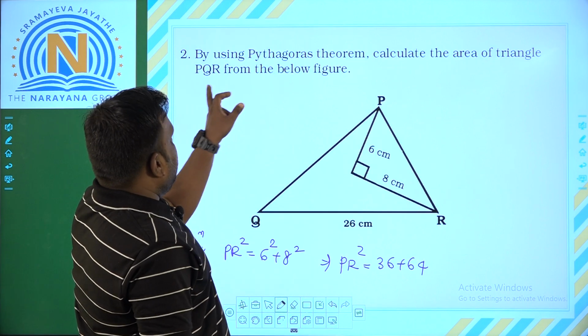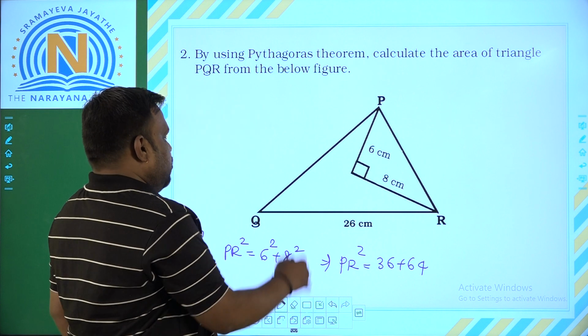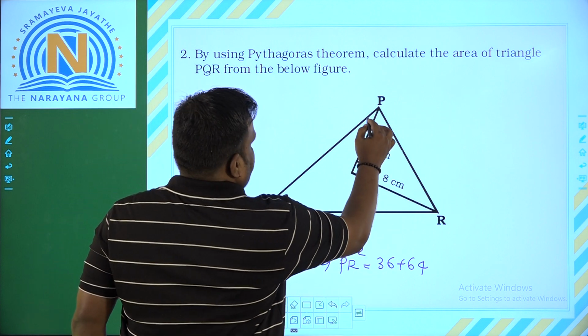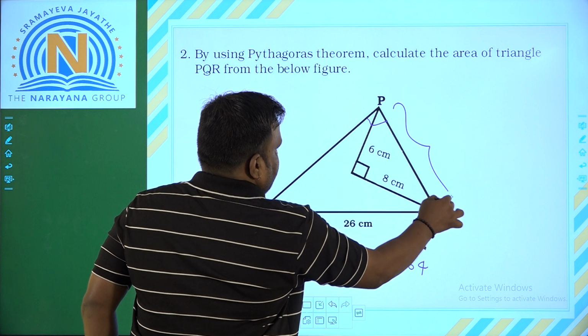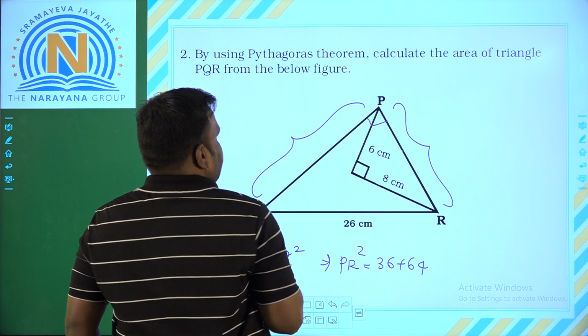Now, I have to find out the area of triangle PQR. To find out the area of triangle PQR, since the right angle is at P, PR becomes the base and PQ becomes the height.